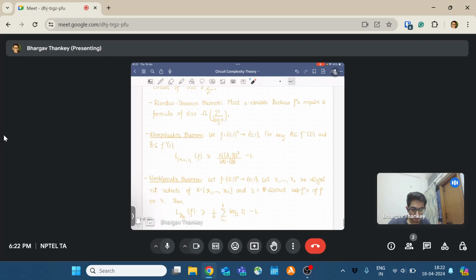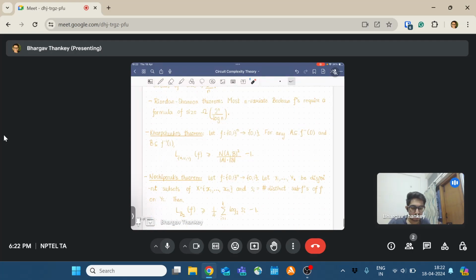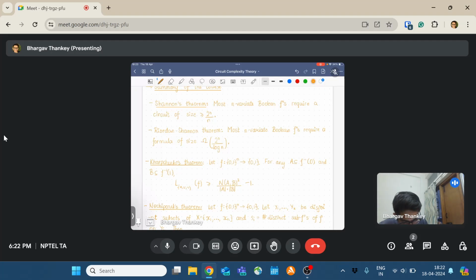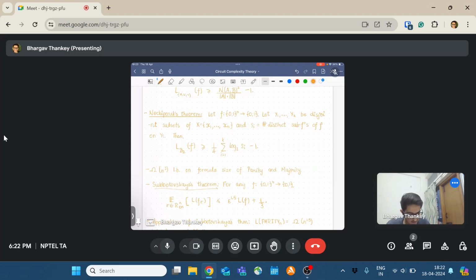After we proved this, we saw three explicit lower bounds against Boolean formulas. So we saw Khrapchenko's theorem, Nechiporuk's theorem, and Subbotovskaya's theorem.